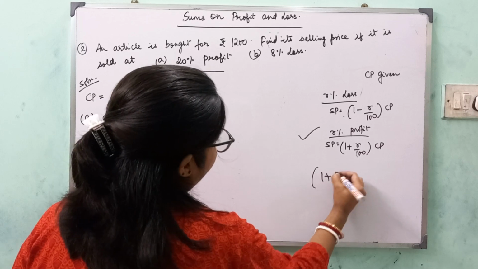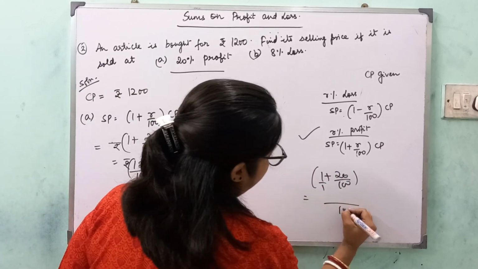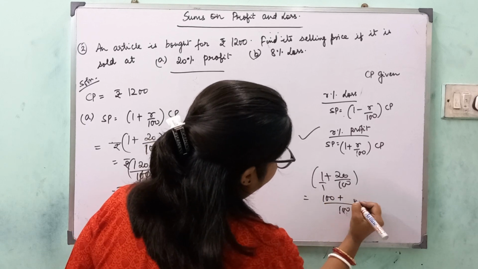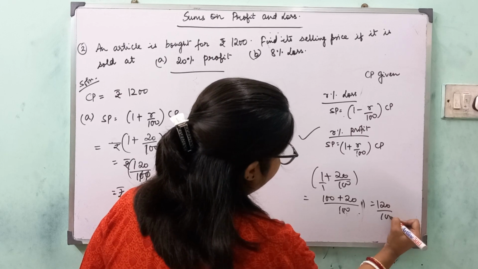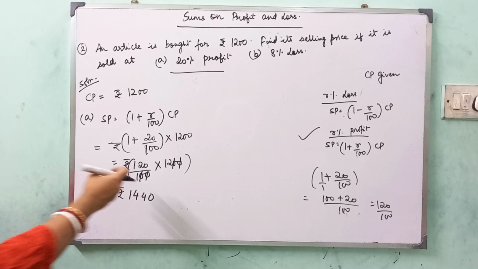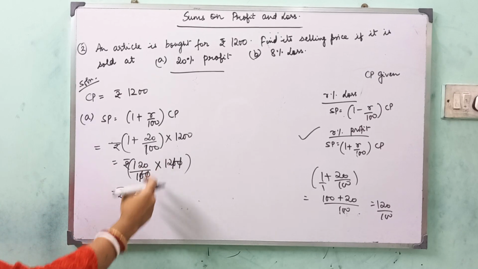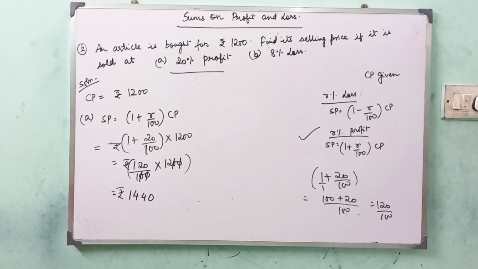Those who have doubt over here, please check. This is 1 by 1, 100 plus 20. So that is your 120 by 100. So 120 by 100 into 1200. Once you simplify this, 12 into 12 is 144, 10. So 1440 is the selling price of the article if there is a profit of 20%.